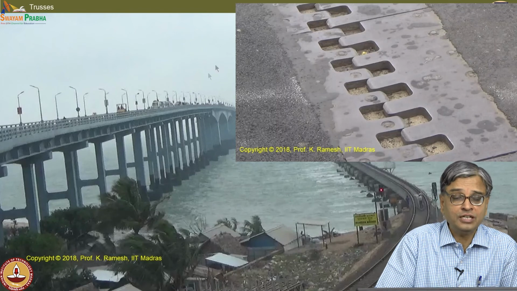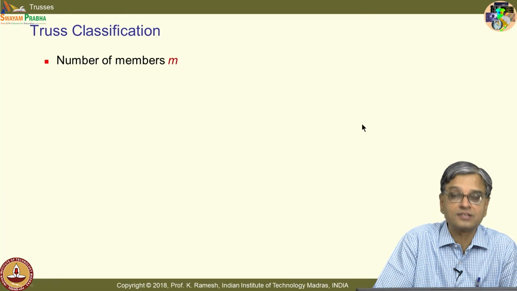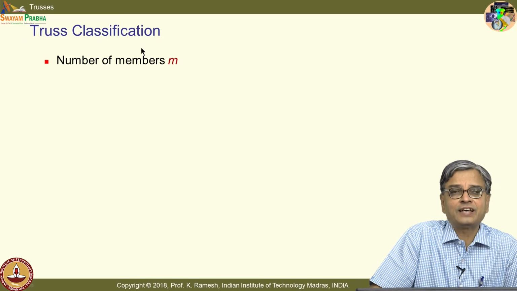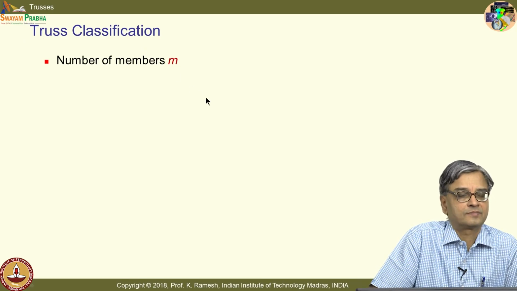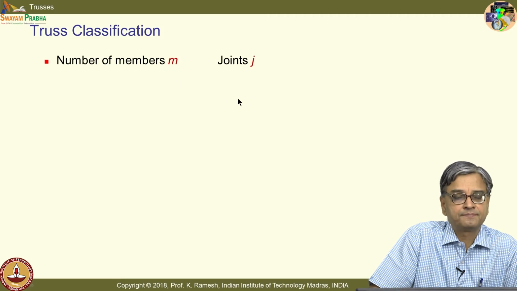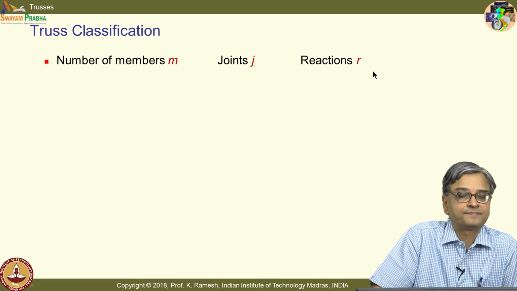Without an engineering solution, the structure will not have its life. A lot of money is spent on this. And how do we classify the trusses? I can count the number of members as m, the number of joints as j, and the number of reactions as r. I could have a relationship between them.